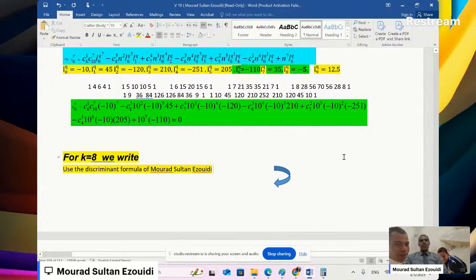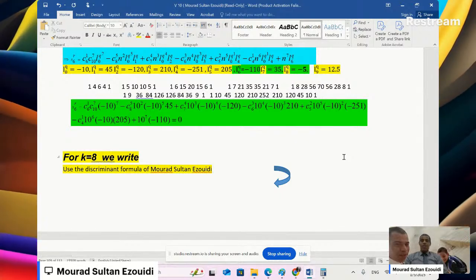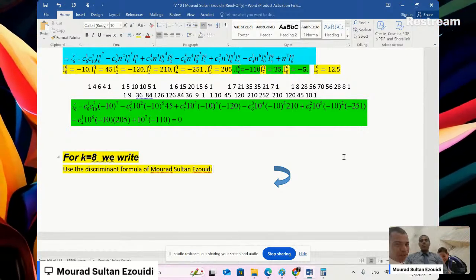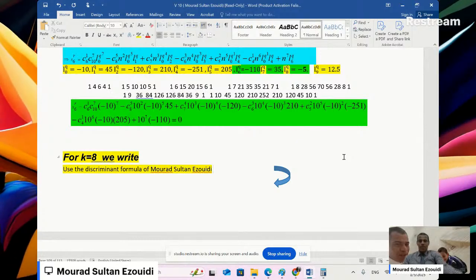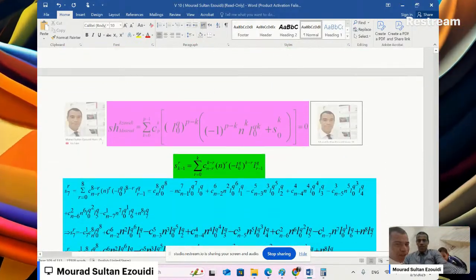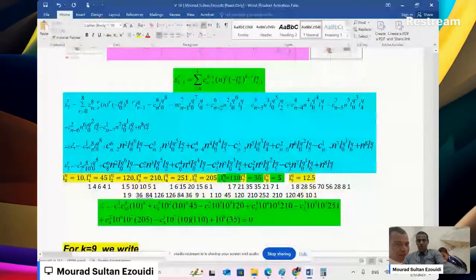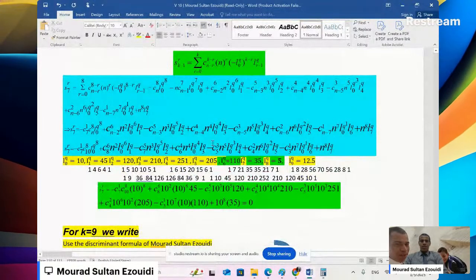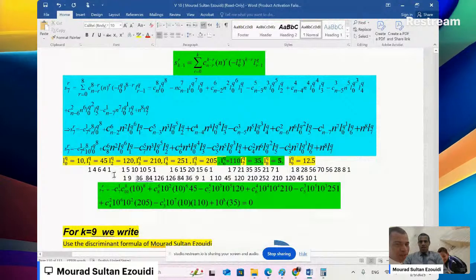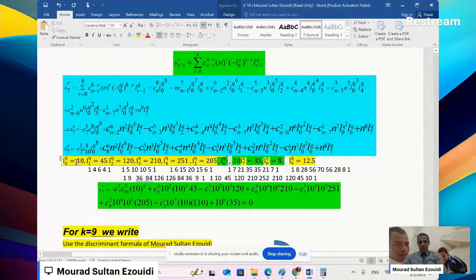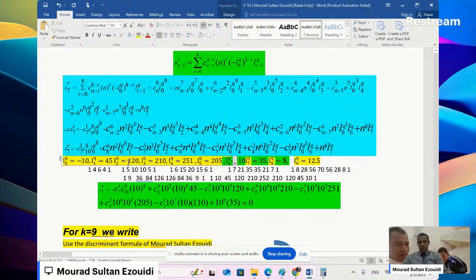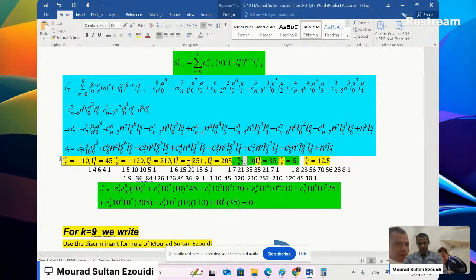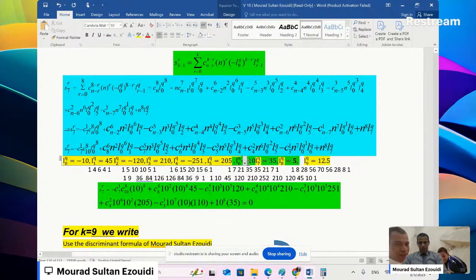Okay, we continue. Now I want to find S7. To find S7, my kids, we go to the theorem and substitute k equal to 7, and write your general formula in its lowest term. So S7 is equal to this. I'm going to change L0 with negative 10. This is negative 10, this is negative 120, this is negative 251, this is negative 110.